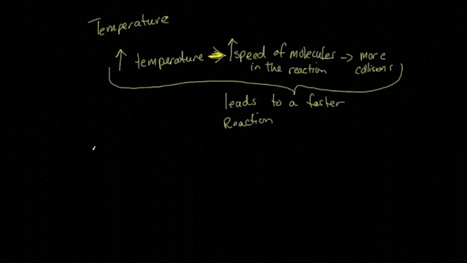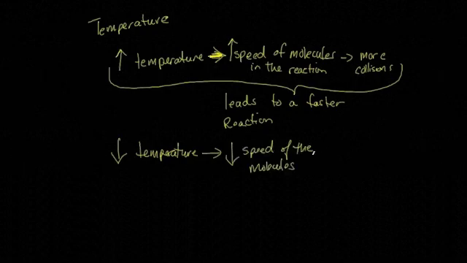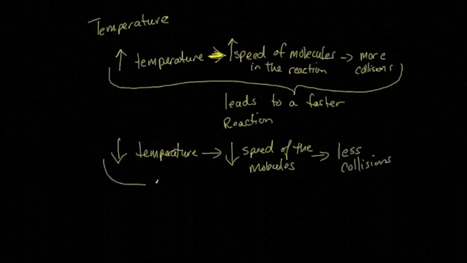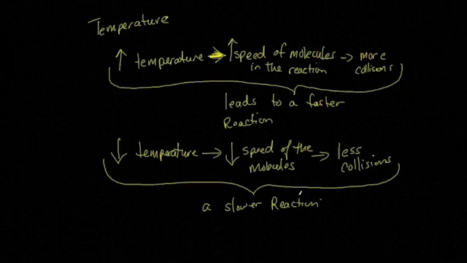And the opposite is true. Okay, so if you have a decreased temperature, realize we're talking about the environment that these molecules are in, that's going to lead to a decreased speed of the molecules, and that's going to lead to less collisions. And all of those things added together result in a slower reaction. If you heat something up, the molecules in the reaction will react faster. If you cool something down, the reaction will occur slower. Now think about that. That occurs with cooking.